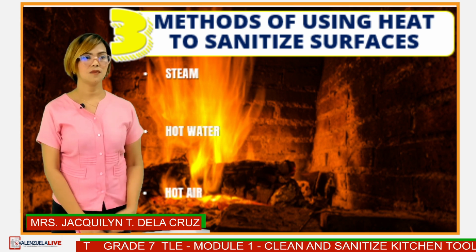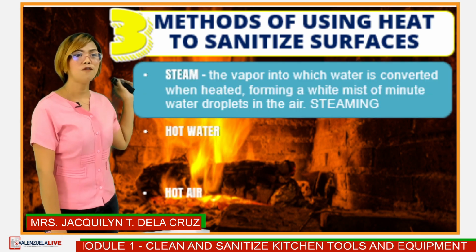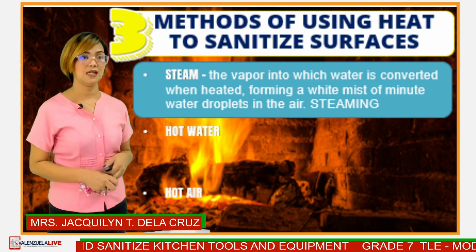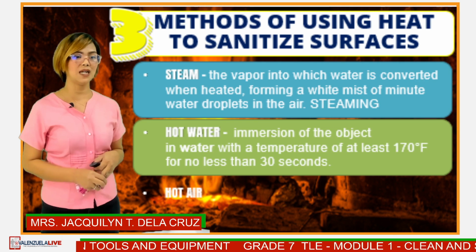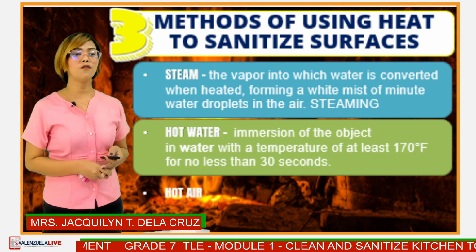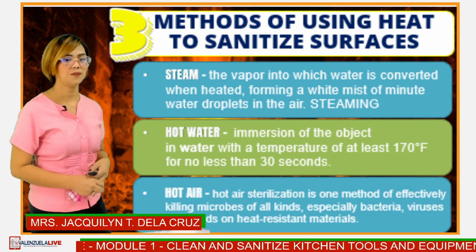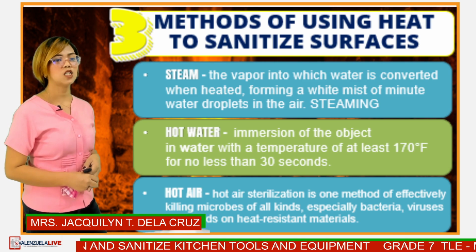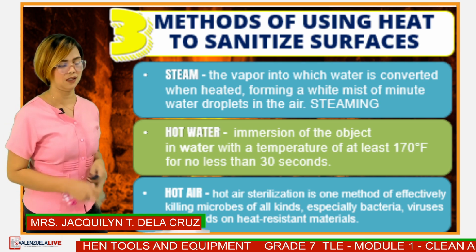First is steam, the vapor into which water is converted when heated, forming a white mist of minute water droplets in the air, which sanitizes the surface. Next method is called hot water method, wherein the object is immersed in water with a temperature of at least 170 degrees Fahrenheit for no less than 30 seconds. And the last one is the hot air. Hot air sterilization is one method of effectively killing microbes of all kinds, especially bacteria, viruses, and molds on heat-resistant materials.